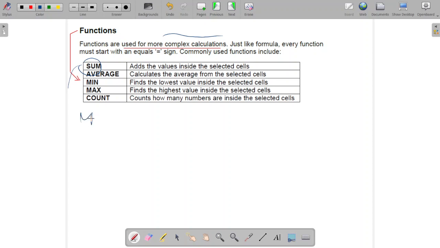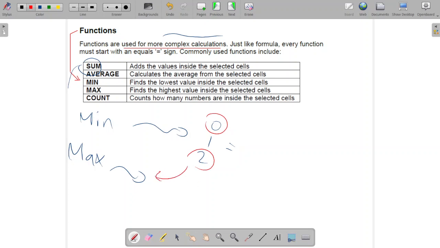When we talk about the min function, it's about the idea that if you have values like 0, 1, 2, the minimum value is going to be 0. So it's a function that tries to find the lowest value inside of the selected cells. The maximum value, or max, is the opposite. If I try to find the maximum, it's going to be 2. So 2 is the maximum of the same values inside of these cells. So min is a function used to find the minimum value among a set of values inside of cells, and the maximum is trying to find the highest value.